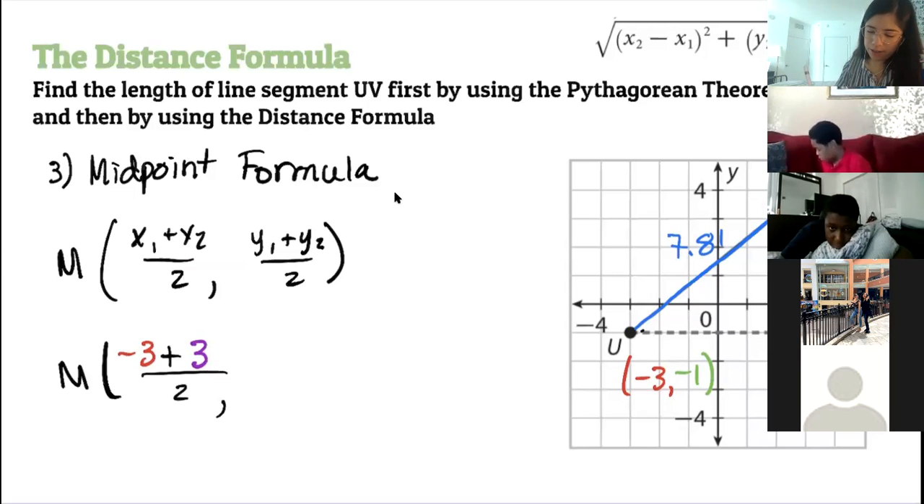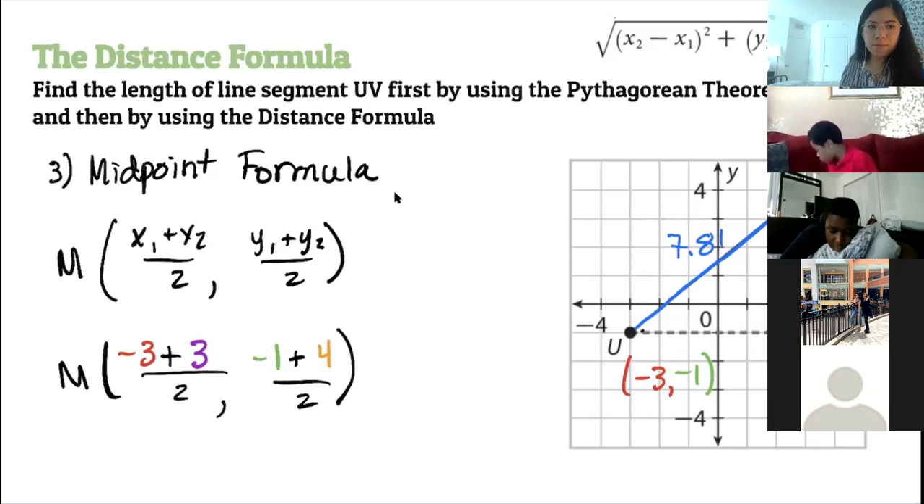And then what's my y1? Where's my y1? -1. -1 plus 4 divided by 2. And now we solve, we do the math.